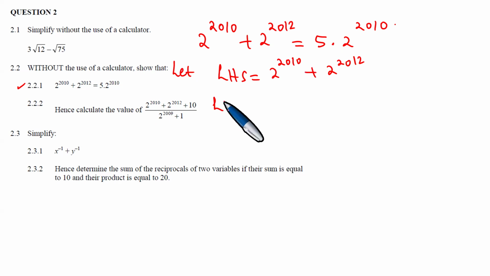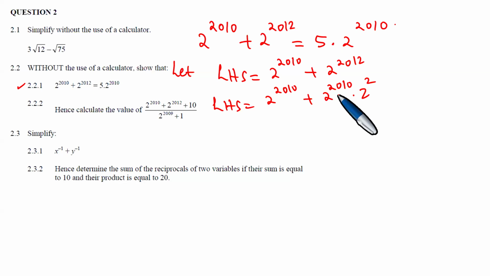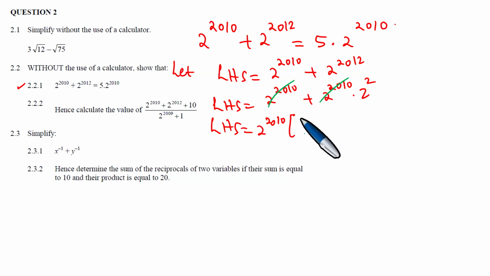So now what you do is you take the common factor. This one is 2 to the power 2010 times 2 to the power 2, because 2010 plus 2 is 2012. So we can take out 2 to the power 2010 as a common factor. And if we do that, we cross this one out. Then in the place of this one, we're left with 1. And here we'll have 2 to the power 2.